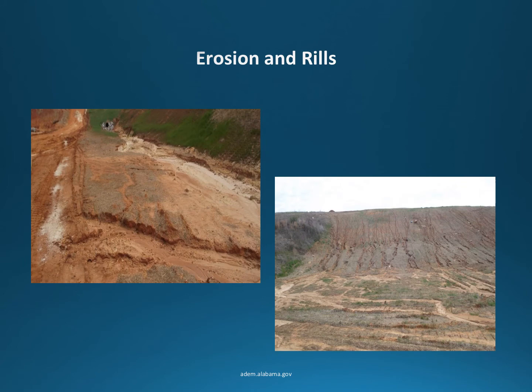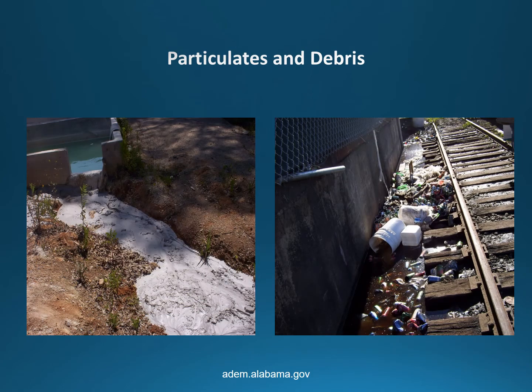You may have heard of TSS or total suspended solids. In other words, dirt. Controlling the amount of dirt that runs off your property is important because metals and other harmful pollutants can attach themselves to the dirt particles and end up flowing off your property with stormwater. Eroded soil can also smother aquatic life. This is also true for particulates and debris.